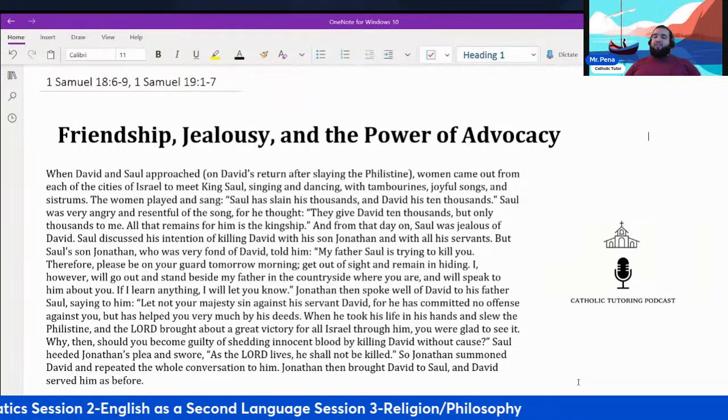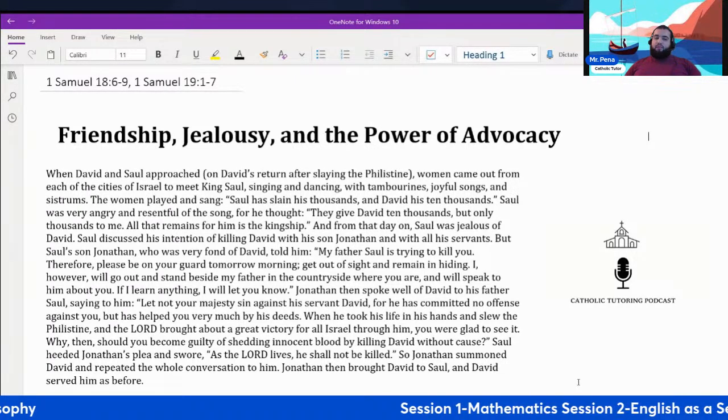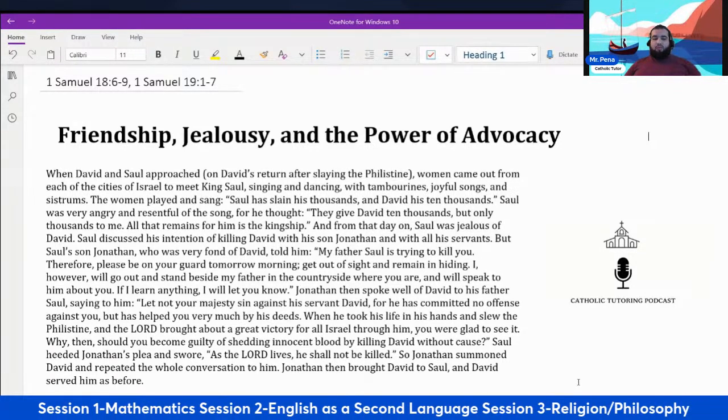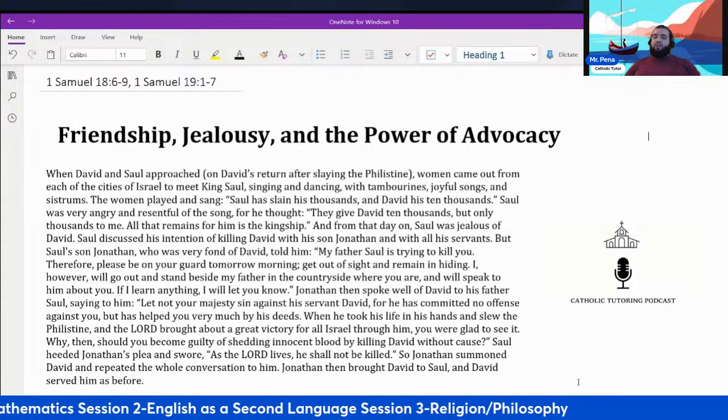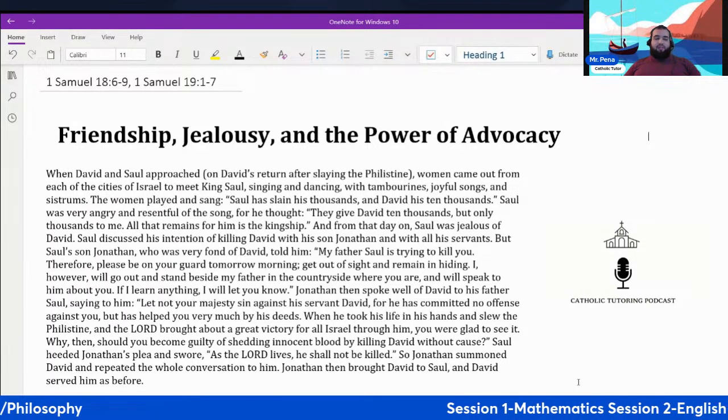Saul discussed his intention of killing David with his son Jonathan and with all his servants. But Saul's son Jonathan, who was very fond of David, told him, quote, my father Saul is trying to kill you. Therefore, please be on your guard tomorrow morning. Get out of sight and remain in hiding. I, however, will go out and stand beside my father in the countryside where you are.